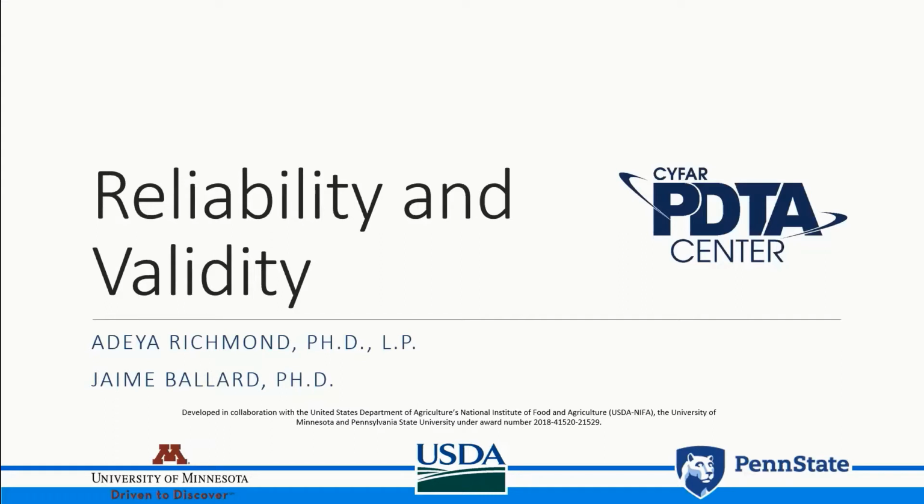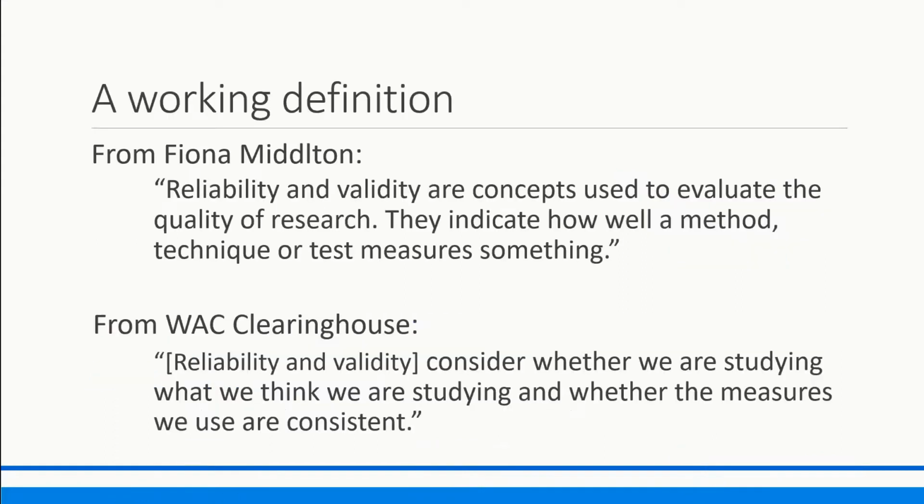We can start with a working definition of reliability and validity from our two resources. Fiona Middleton says, reliability and validity are concepts used to evaluate the quality of research. They indicate how well a method, technique, or test measures something. And from the Writing Across the Curriculum Clearinghouse, we have reliability and validity consider whether we are studying what we think we are studying and whether the measures we use are consistent.